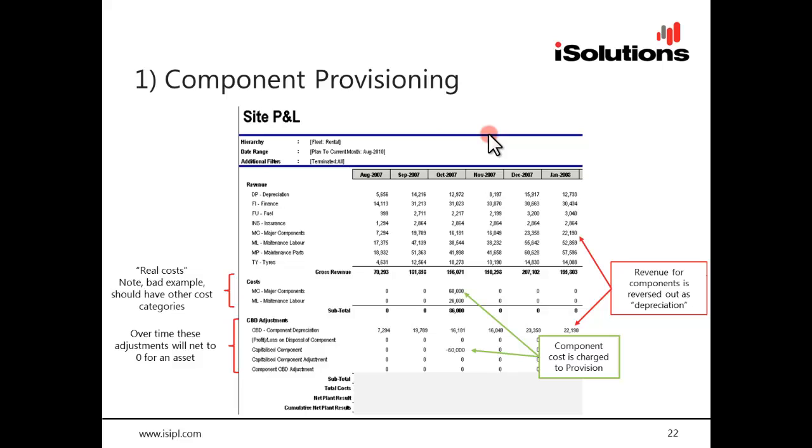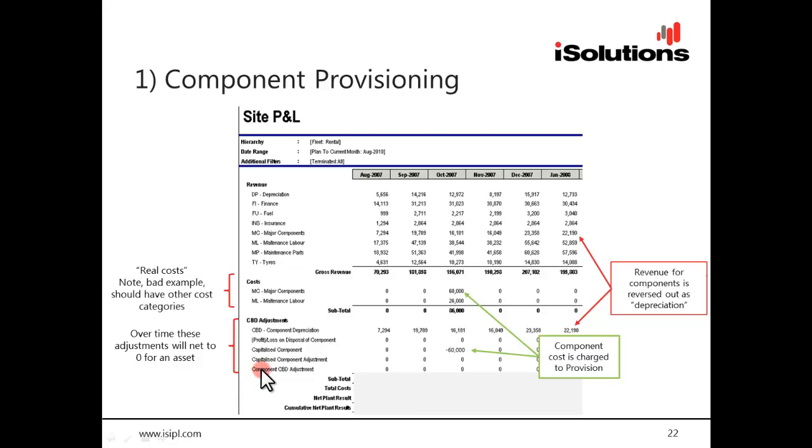So how does this look on your P&L? You've still got your revenue and you've got your actual costs. These are your real costs. But then there's a section below that talks about CBD adjustments. So these are your component adjustments, and these are the journals that are going backwards and forwards to your balance sheet provision account.